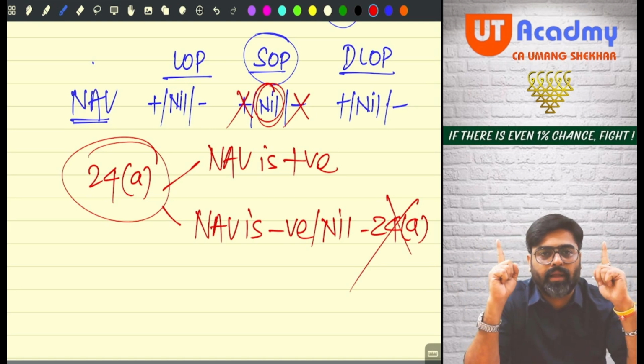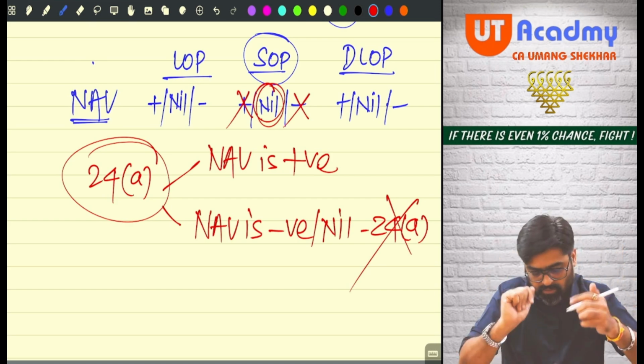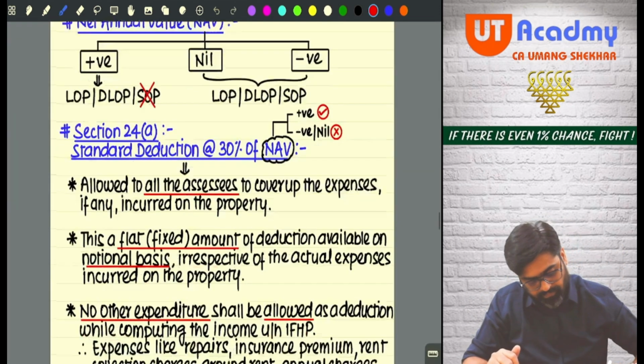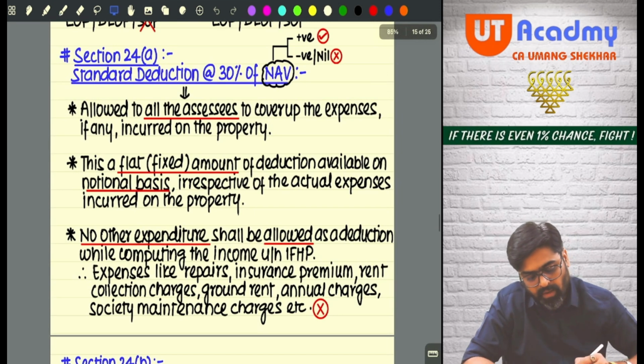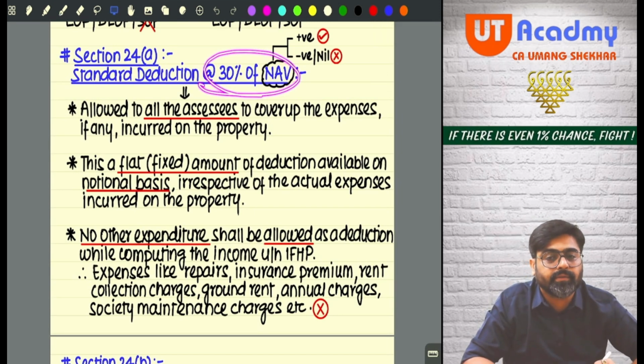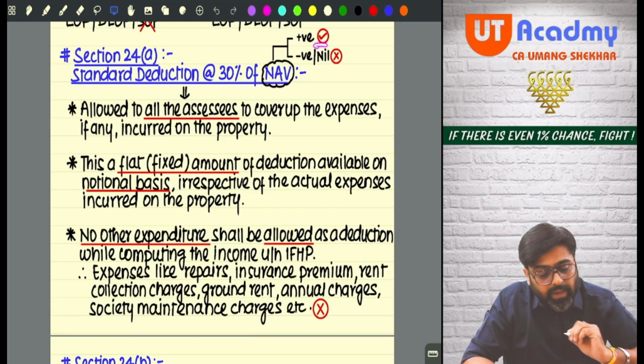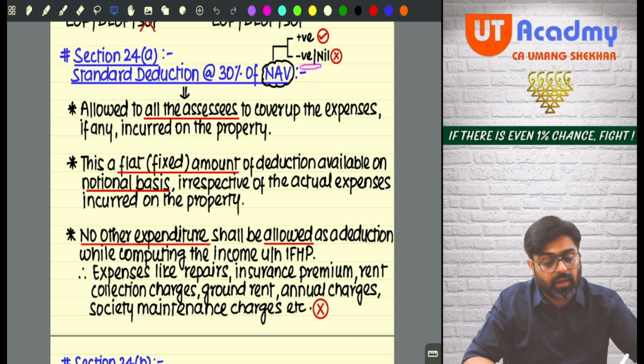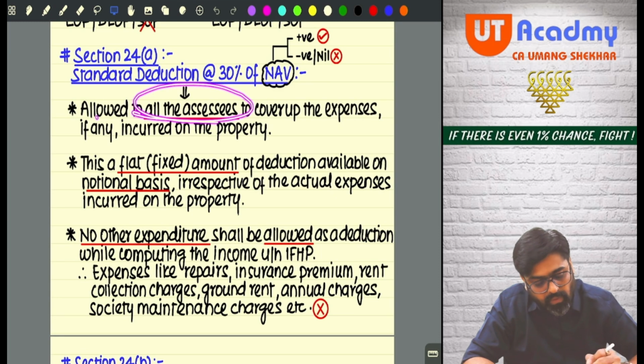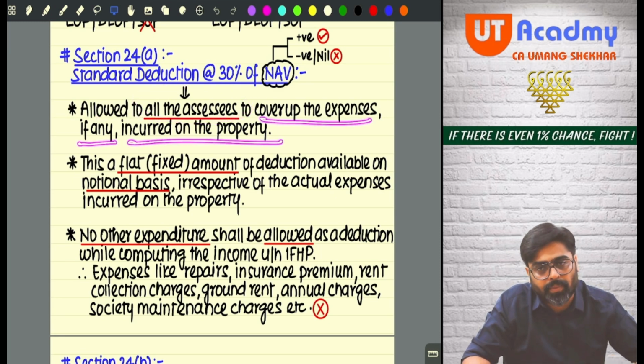Getting my point, everyone? Sure? Pay attention. Read this. Standard deduction is 30% of NAV. If the NAV is positive, then only you are going to get the deduction under 24A. If the NAV is negative or nil, you are not going to get any standard deduction. It is allowed to all assessees to cover the expenses, if any, incurred on the property.